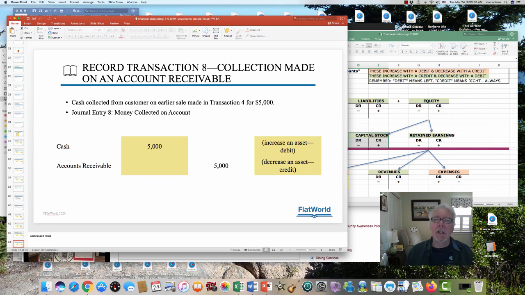And we gave birth to an account receivable because we sold on credit. So now we're collecting it. We don't record the revenue again. Don't make that mistake. We've already recorded the revenue. You cannot book a sale twice. But cash is going up. Debit $5,000. What's changing? What's being credited?